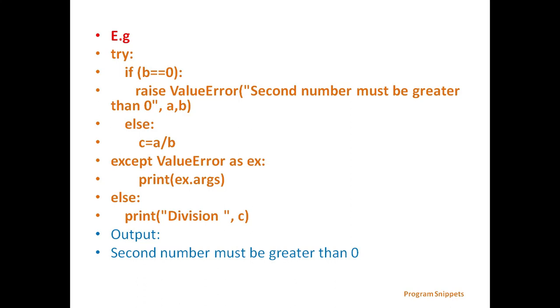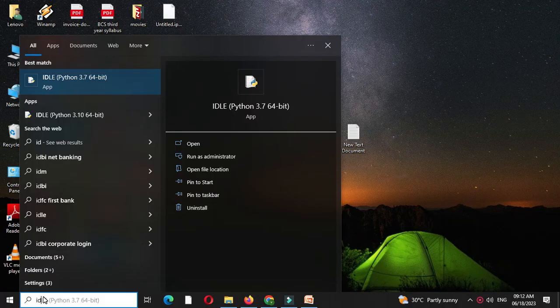If we give b as 0, the output will be "second number must be greater than 0". That is the message that we have given in the raise statement. Now we will execute this program.